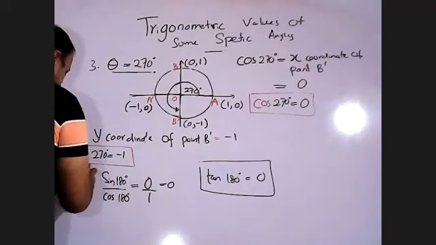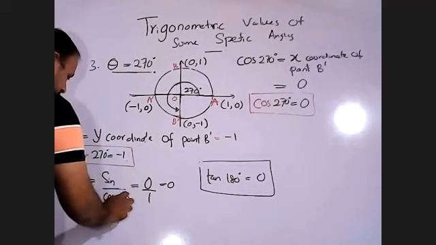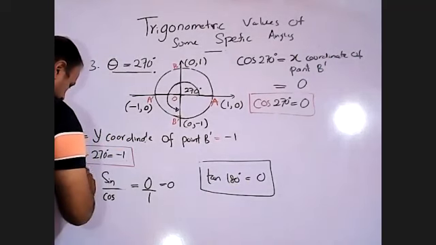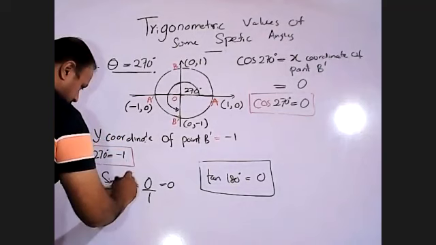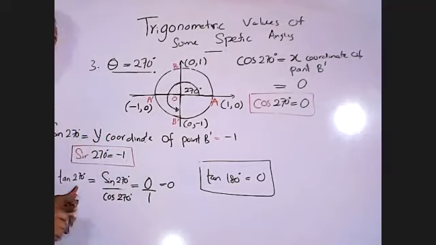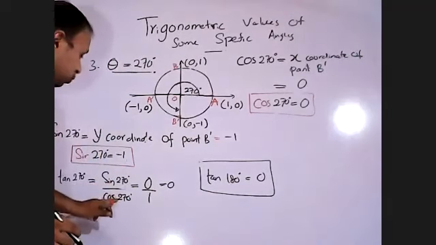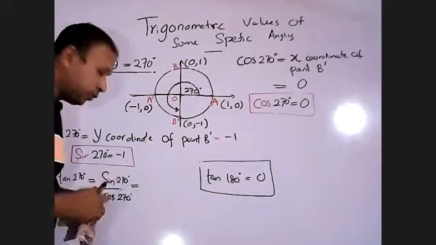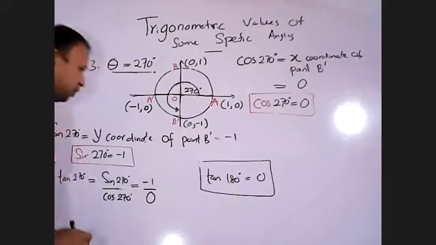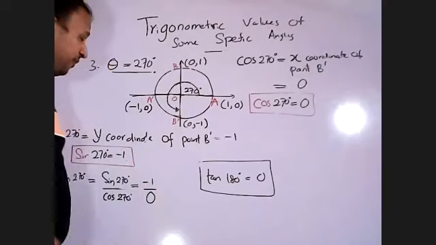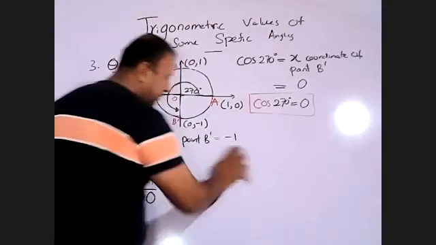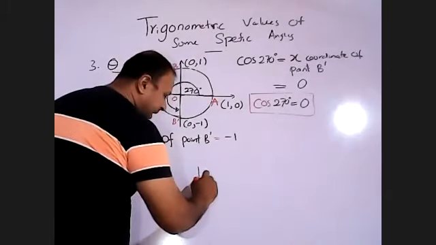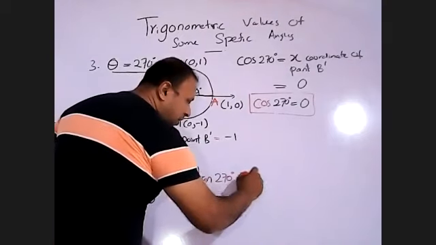Then, tan 270. Tan 270 is equal to sine 270 over cos 270. Sine 270 is equal to -1. Cos 270 is equal to 0. Tell me, what is the value of tan 270? It's infinity, sir. Yes, it goes to infinity, not equal. Tan 270 goes to infinity.